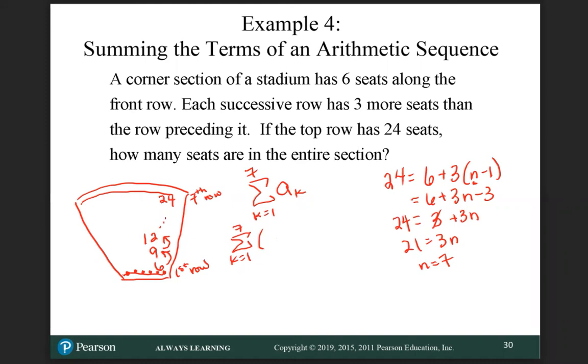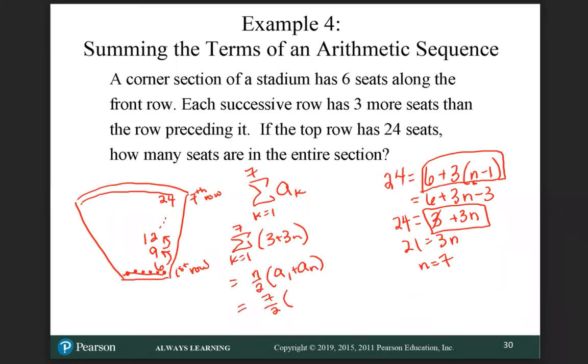I found my explicit form here, 3 plus 3n. But really, that's not super important. What I need to know is my formula, n over 2 times a1 plus an. So that's 7 over 2 times, I started with 6, ended at 24. So this is 7 times 30 over 2. I'm going to divide the 30. 7 times 15, which is 105 seats.